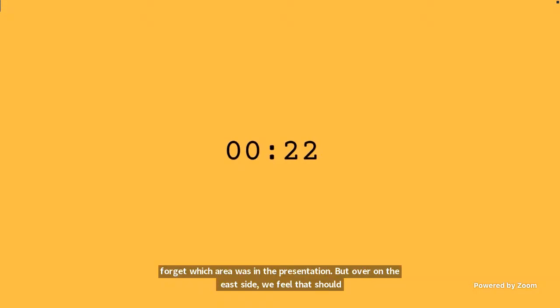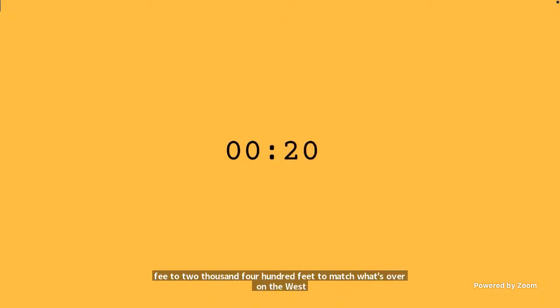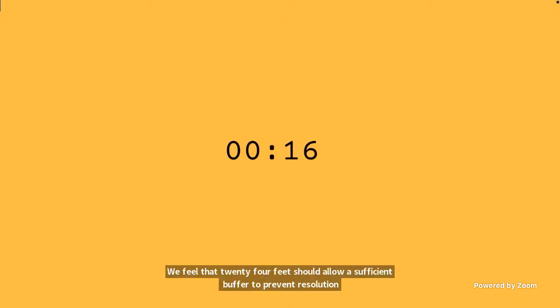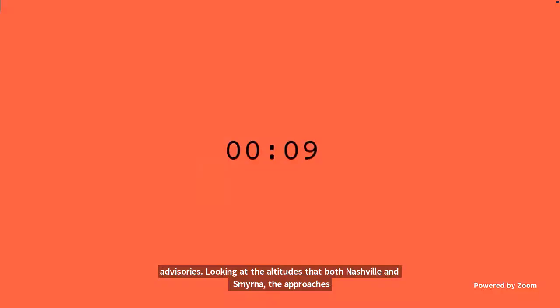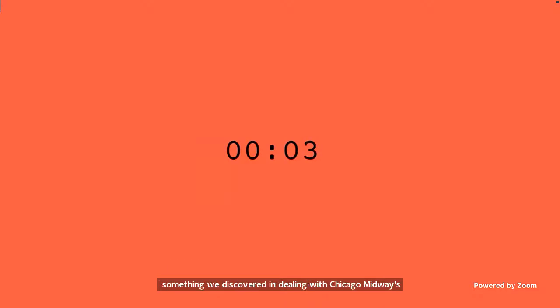It's important. Most pilots don't fly right up to the floor, but usually employ their own buffer. This is something we discovered in dealing with Chicago Midway's Class C a few months ago. And finally, we just feel that would also provide some consistency in the floors, making it easier for pilots. So that's all I have to share, and I think my time is up. Thanks again for the opportunity to comment, and please feel free to reach out with questions.